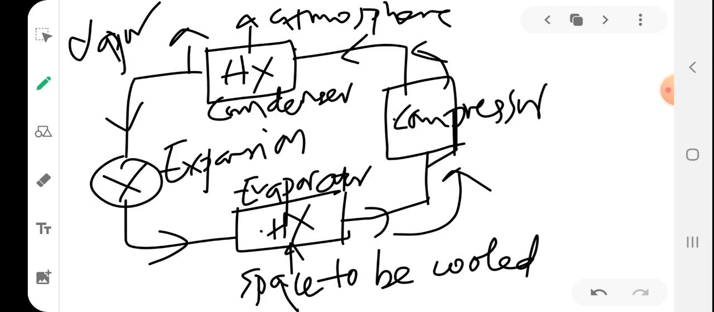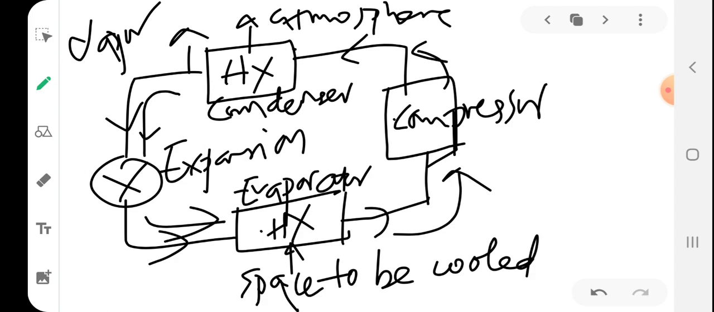After rejecting heat to the atmosphere, the refrigerant in its vapor form will come back to its liquid form. Partially it will become liquid, and after passing through expansion it will be completely converted into liquid form, and it again reaches the evaporator for the continuation of the cycle. So the cycle repeats.